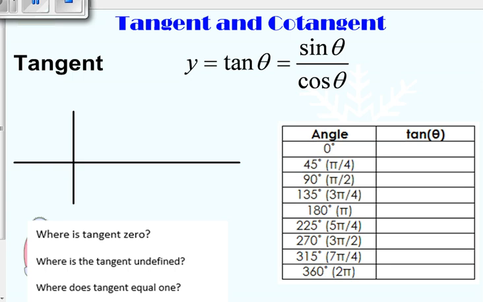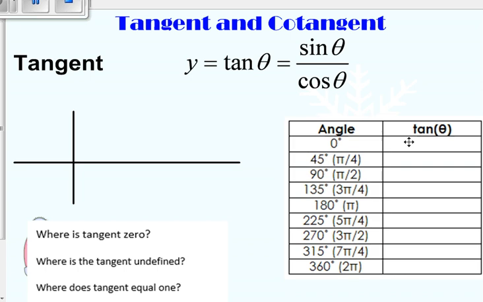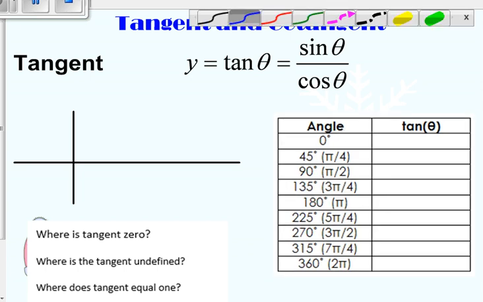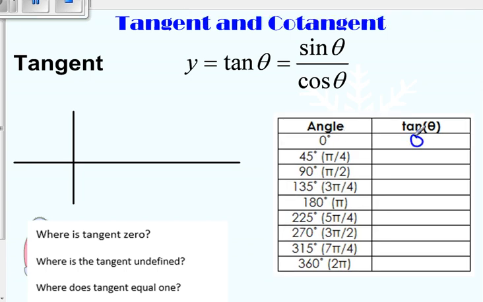So tangent at 0 is going to be 0. Tangent at pi over 4 is 1. Tangent at pi over 2 is undefined. Tangent at 3 pi over 4 is negative 1. Tangent at pi is 0. Tangent at 5 pi over 4 is going to be 1. Tangent at 3 pi over 2 is undefined. Tangent at 7 pi over 4 is negative 1, and then 2 pi is back at 0.